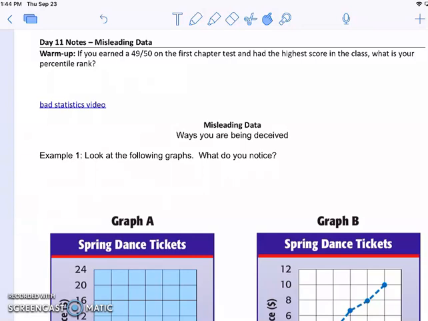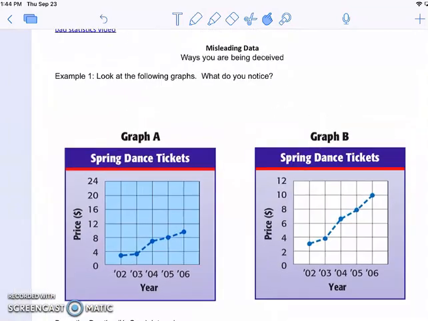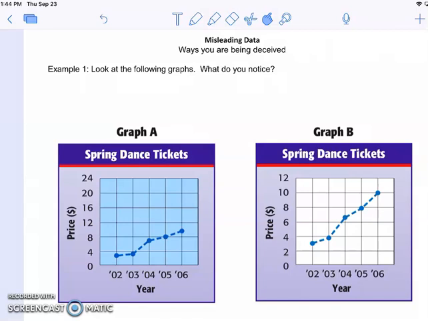Today we're going to take a look at misleading data. So the first thing I want us to do is take a look at these graphs. We're going to skip the video for right now. What do you notice about these graphs?